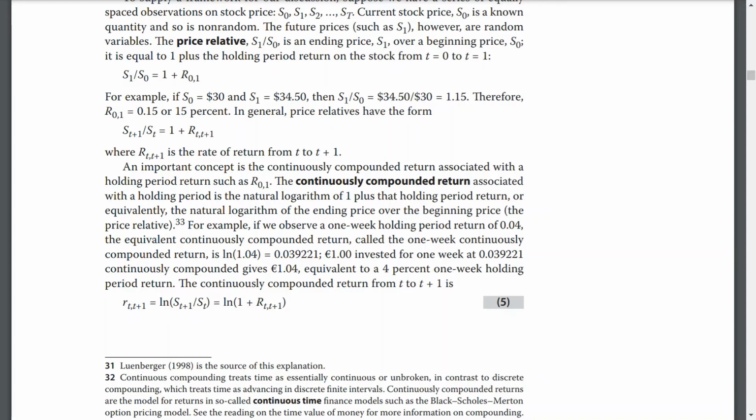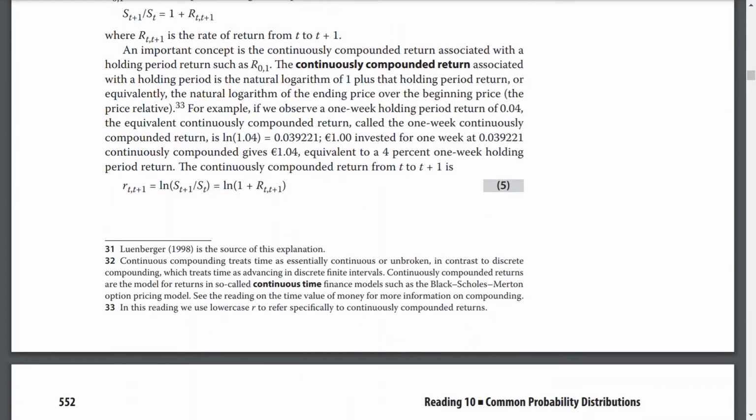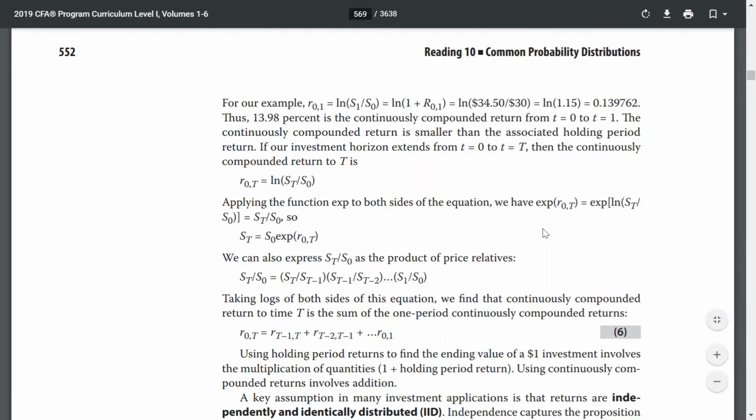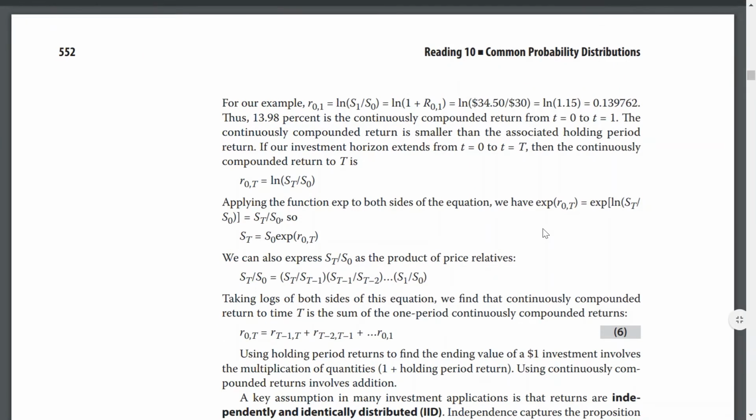€1 invested for a week at this rate, continuously compounded, will give €1.01, equivalent to a 4% 1-week holding period return. The continuously compounded return for t to t plus 1 is this. For our example of R of 0 and 1, ln of S1 divided by S0 equals ln of 1 plus R of 0 and 1, so that's what it looks like.